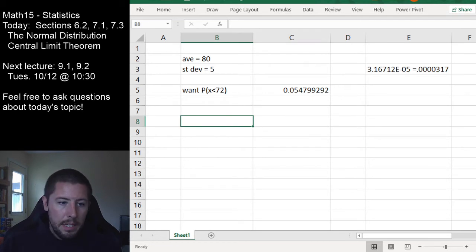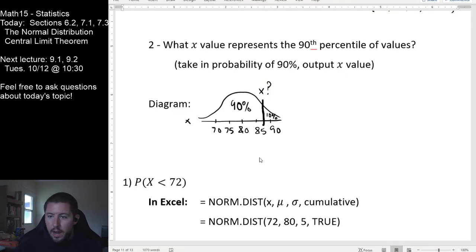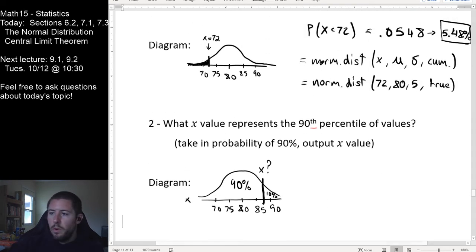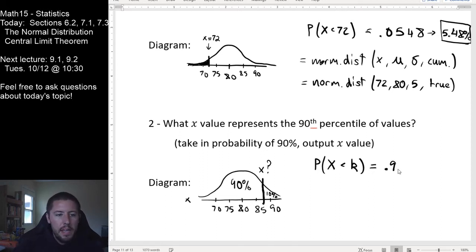Oh, sorry. I'm going to come back into Word real quick and write this out. I want to mimic what I wrote down in the last one. What we were saying there is we want to know the probability that our random variable x was less than 72. Here, I don't know what I want x to be less than. It needs to be less than some number k. But I want to be able to say the probability of x being less than or equal to that special number k is 90%, 0.9.